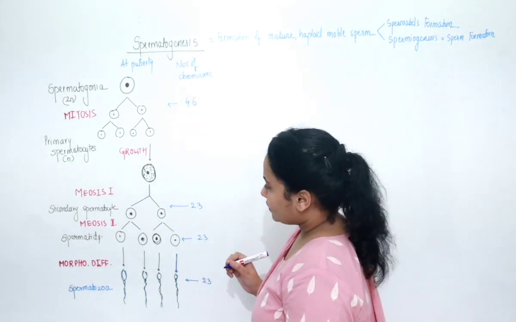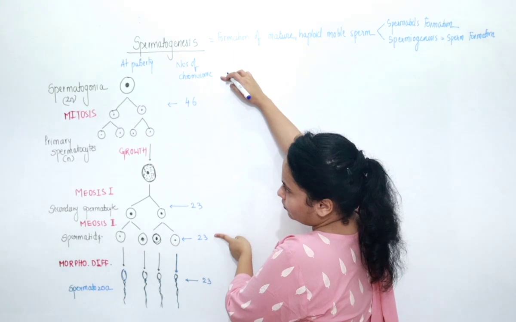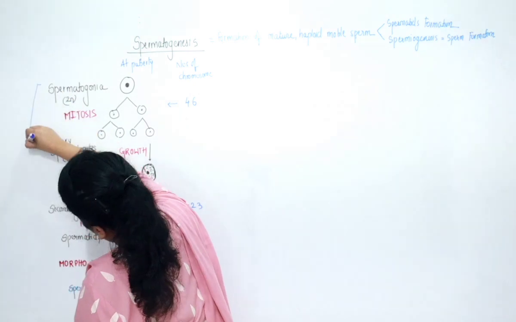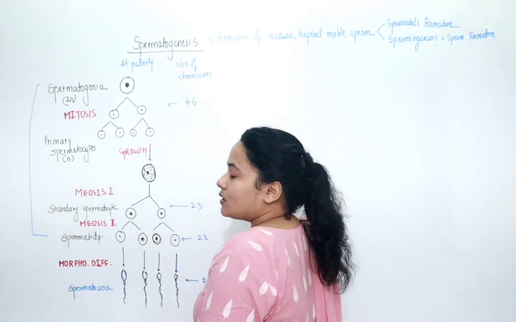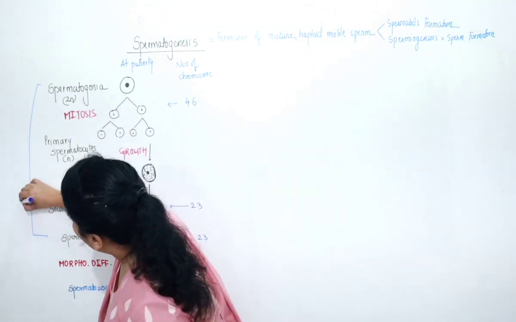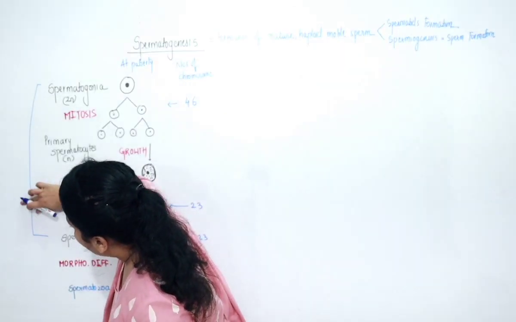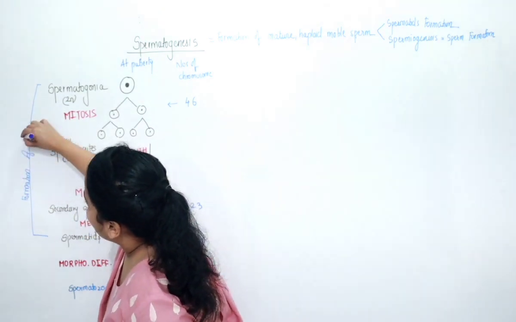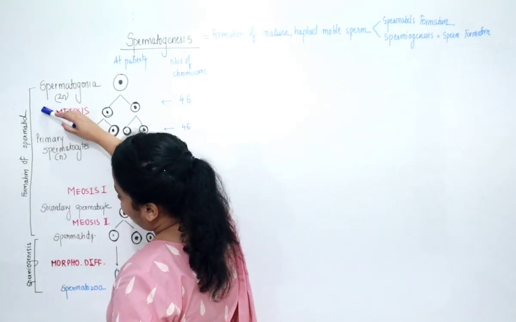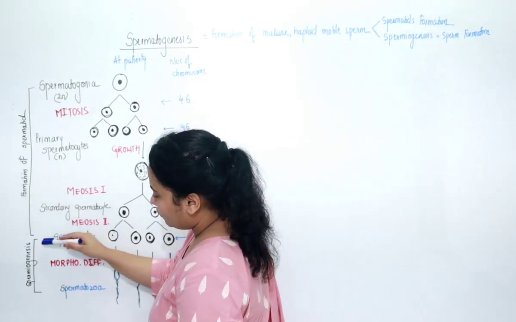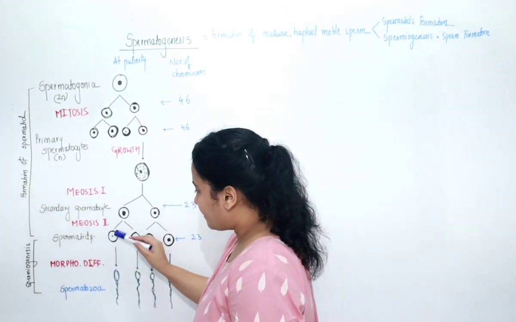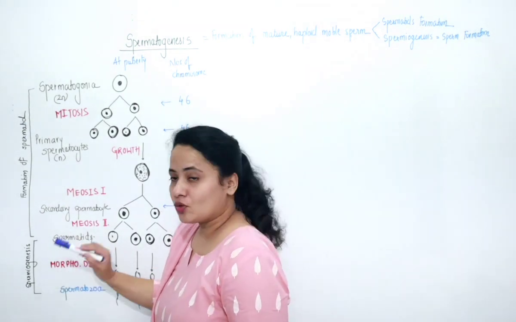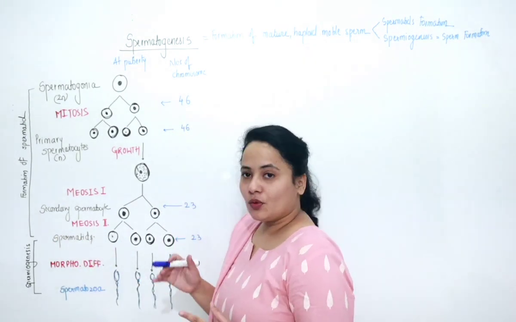Now, from here to here, from spermatogonium to spermatid, this much process is called the formation of spermatids. And once this spermatid is formed, we know that morphological differentiation will take place and this round cell will have a head, middle piece and tail. So this whole process is known as spermatogenesis. Now let us begin with the topic.